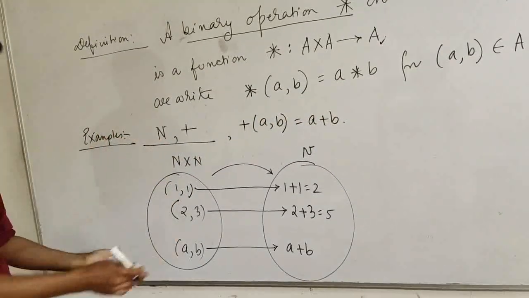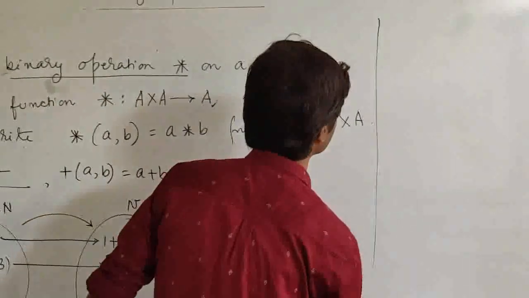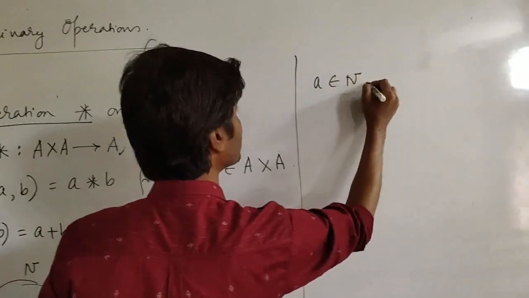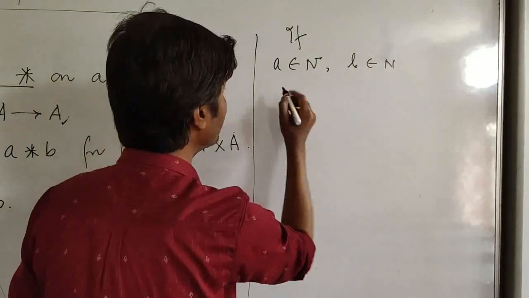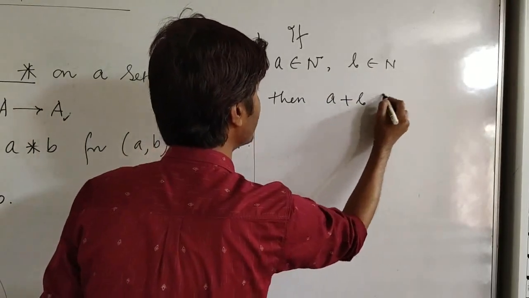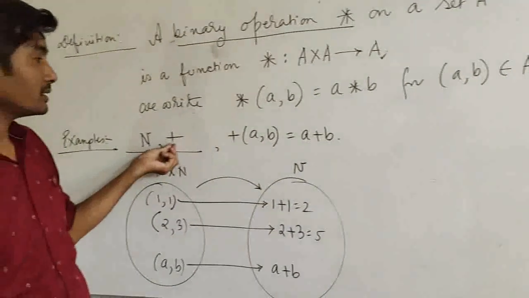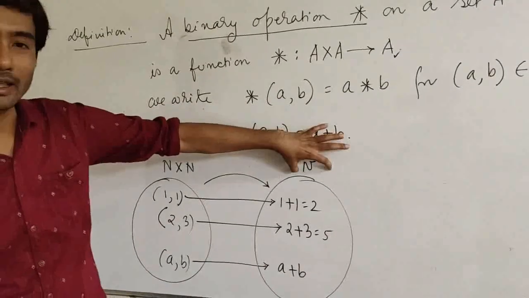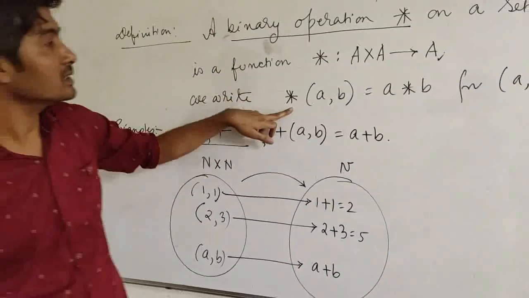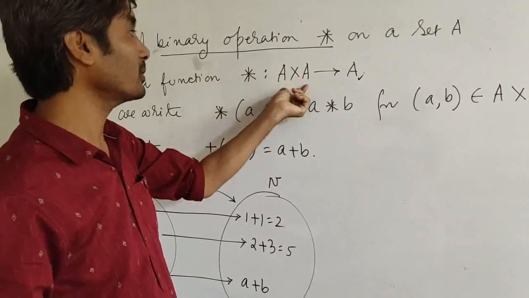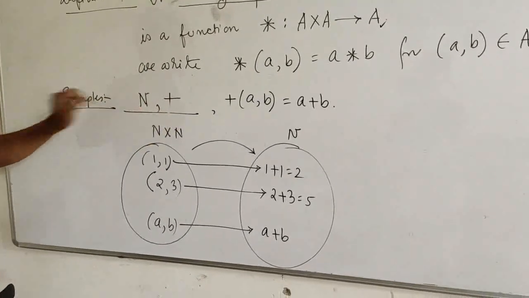Or we may explain this as follows: if we take two natural numbers, a belongs to N, b belongs to N, a is a natural number, b is another natural number, then a + b is again a natural number. This is nothing but our closure property, right? Now, since plus is a function from N cross N to N, we call this plus a binary operation. Because the definition of a binary operation, star, is a function from A cross A to A, and it is satisfied by this particular operation plus. Therefore, plus is binary in N.